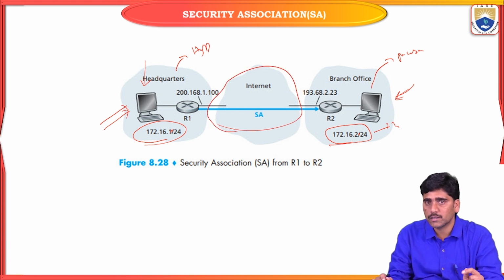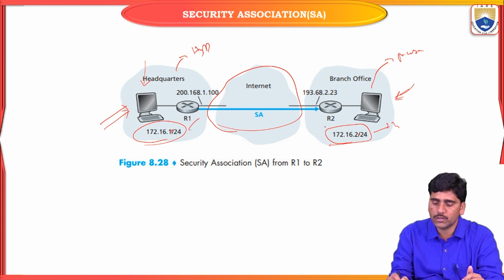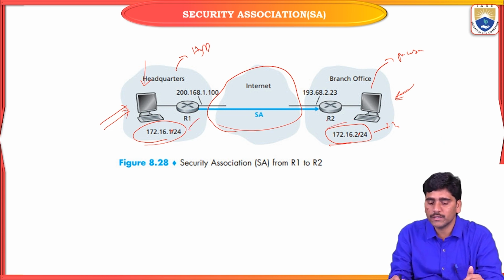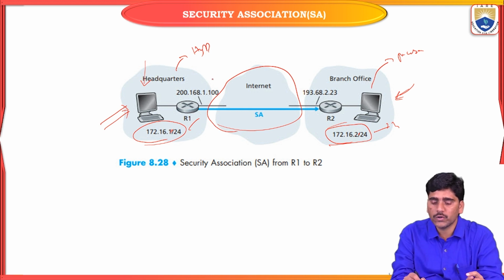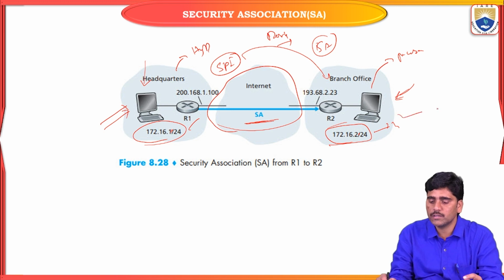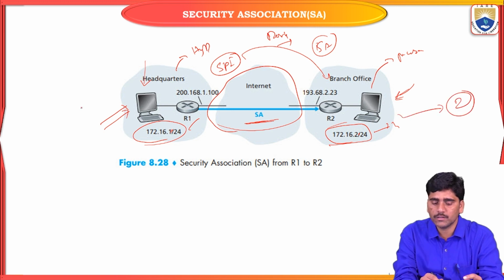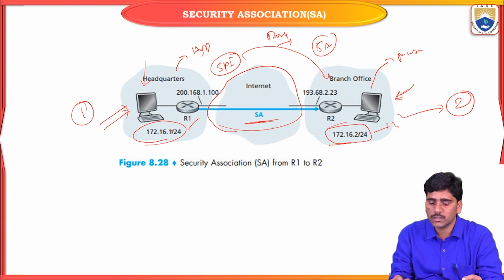They want to communicate securely with the help of routers R1 and R2. So before initiating, the source address or sender has to identify the security parameters index of this router, which is available in the security association. In between these two, this is the second one and this is the first one. So the security association communicates both sender and receiver securely.